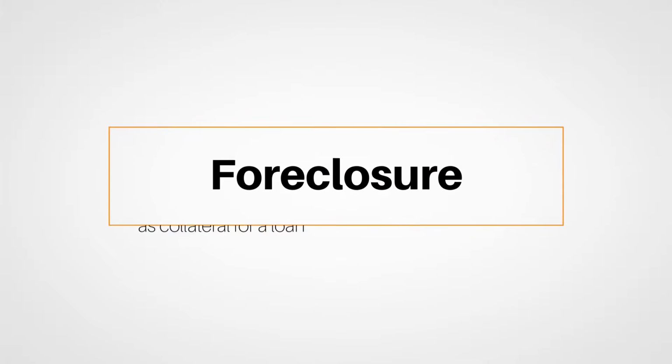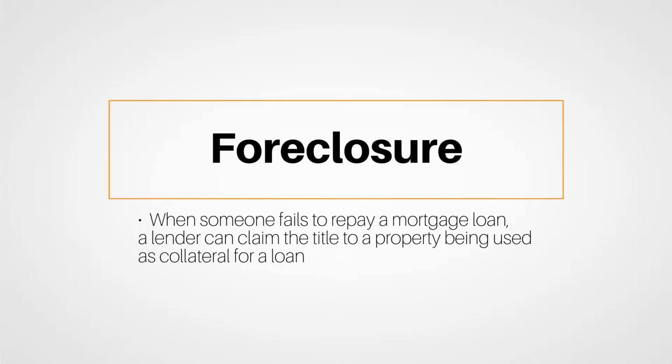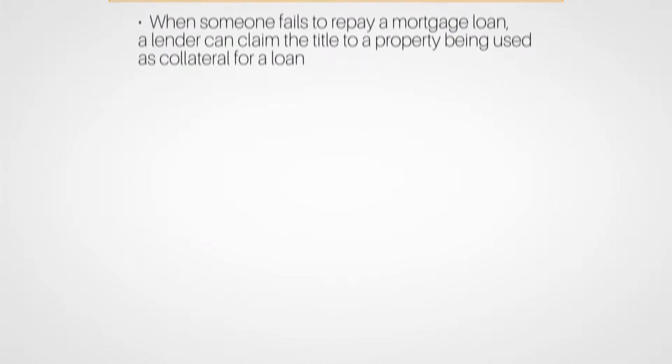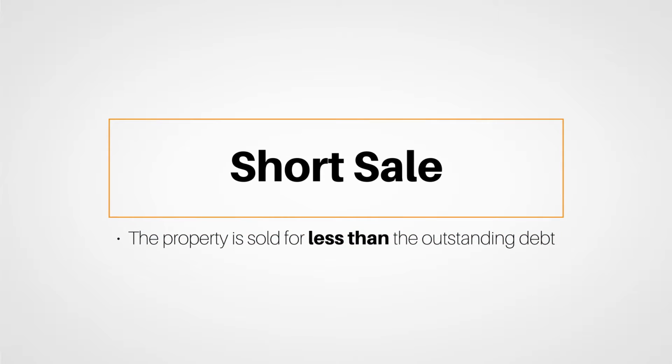Foreclosure can take place when someone fails to repay a mortgage loan. In this process, a lender can attempt to claim the title to a property that was being used as collateral for a loan. A short sale is a related process, and like foreclosure, it occurs after someone defaults on a mortgage loan. In this case, the property is sold for less than or short of the outstanding debt.